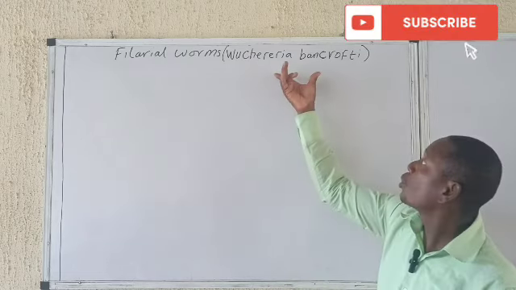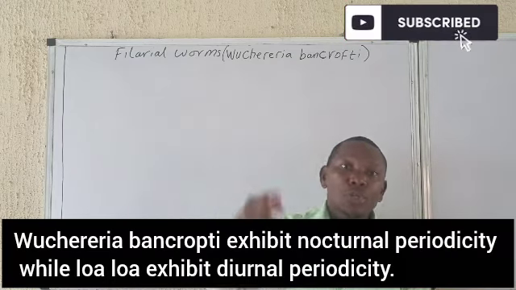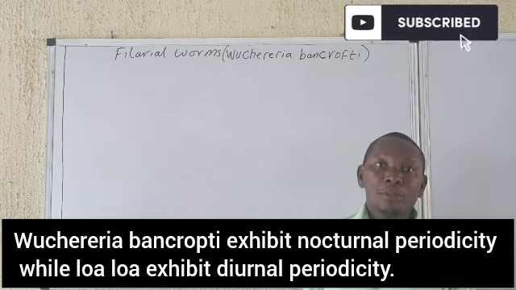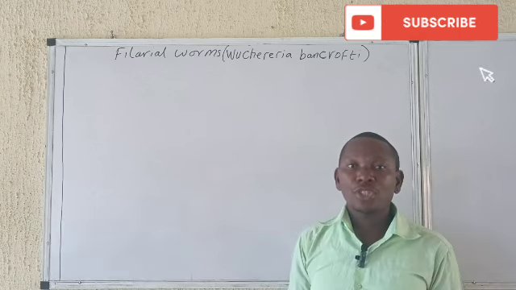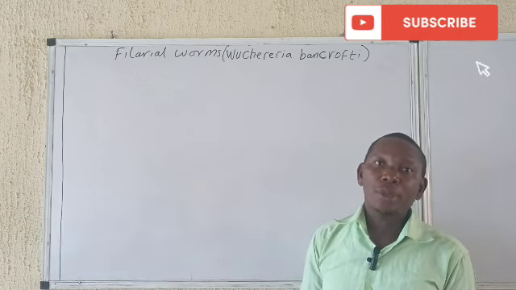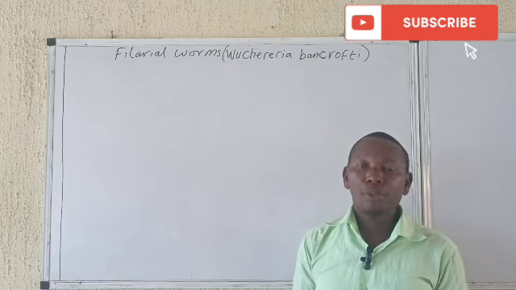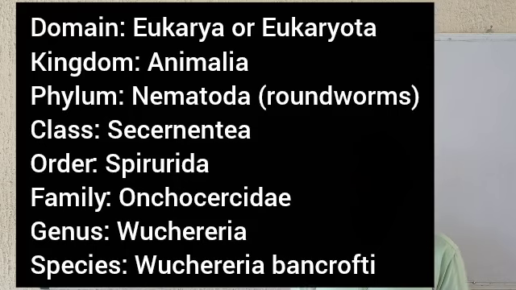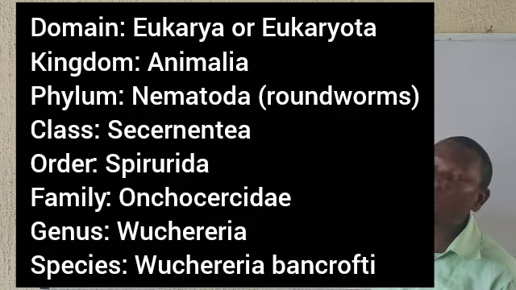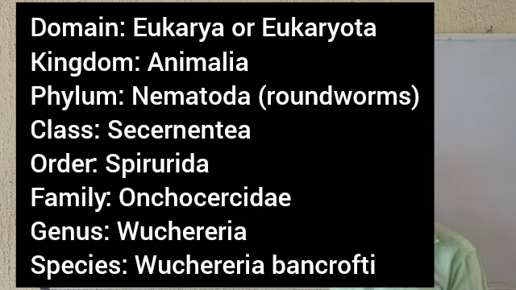Note that Wuchereria bancrofti exhibits nocturnal periodicity, where they are more in number in the peripheral blood system during the night, while lower during the day. Take note of that. Let's take a look at the classification of Wuchereria bancrofti.